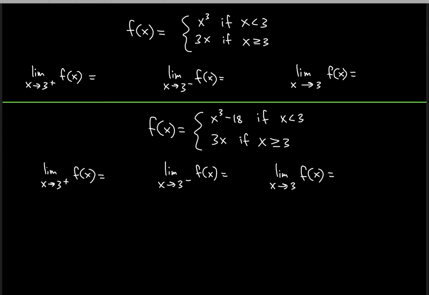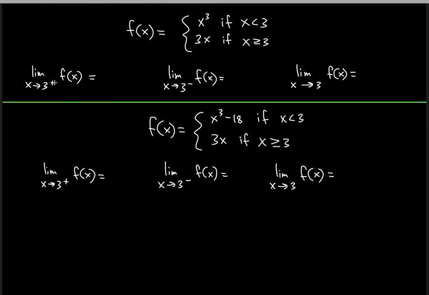Here we would like to use piecewise functions to find the given limit. So here we're going to use this piecewise function defined as x to the third when x is less than 3, and 3x if x is greater than or equal to 3. First we're finding the right-sided limit, namely when x approaches 3 from the right, the limit value of the function.